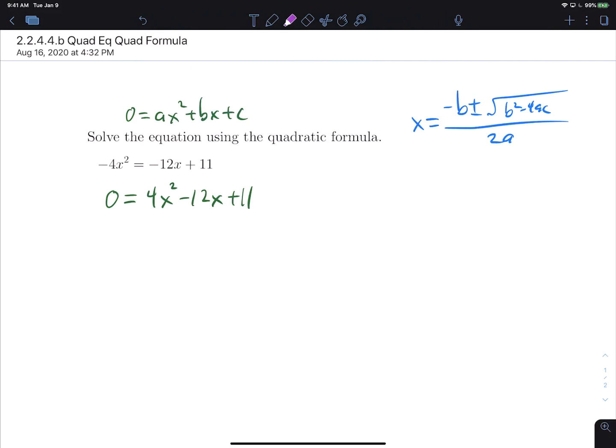If you remember, the discriminant is just b squared minus 4ac. So to do that, we need a, we need b, and we need c. We need to know what they are. So a is the number in front of x squared, which in this case is 4. B is the number in front of x, and in this case that's negative 12. And c, the constant term, is 11. Awesome.